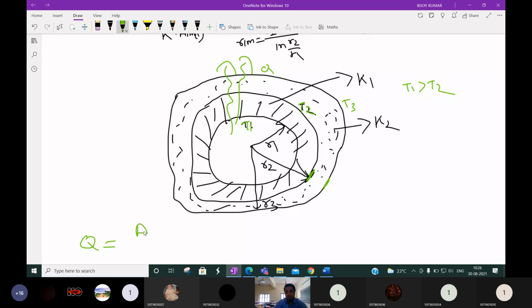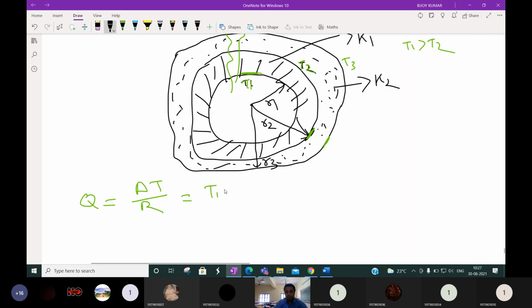This is nothing but delta T by R. We know that. So delta T is the overall temperature difference. Here T1 is there, here T3 is there. So it will be T1 minus T3, divided by the overall resistance. We know that when things are connected in series in a composite wall, the overall resistance will be the sum of the individual resistances.